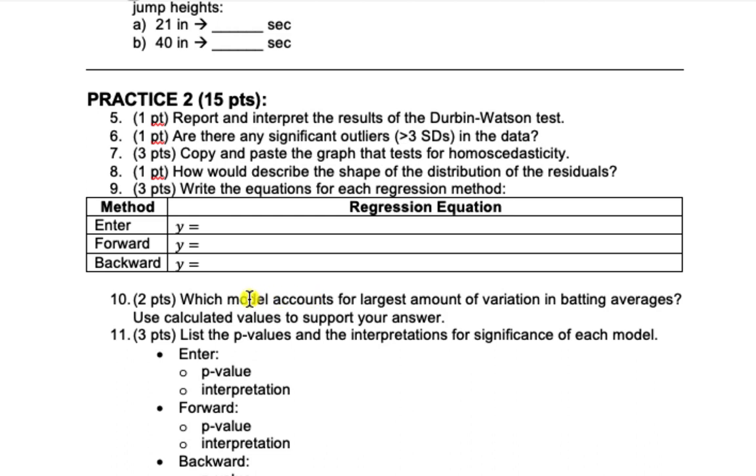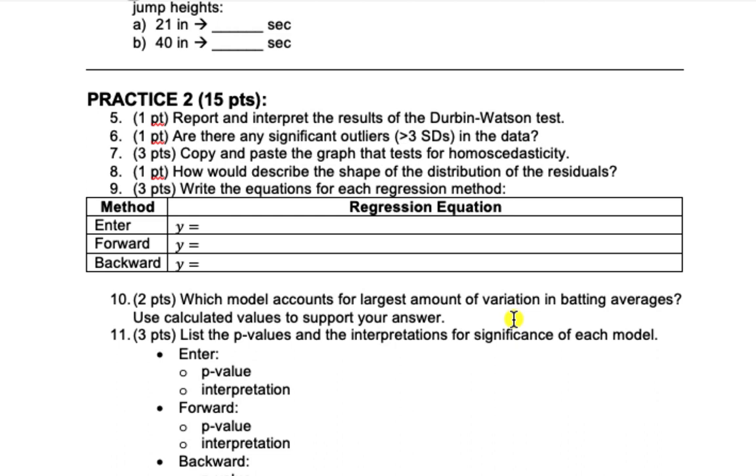So you have to decide for yourself, I won't tell you the answer, what looks at the percentage of variation in batting averages, right, based on variables that are included in a model. So figure out what value I'm talking about, and then compare your models to see which one accounts for the most variation in batting averages.